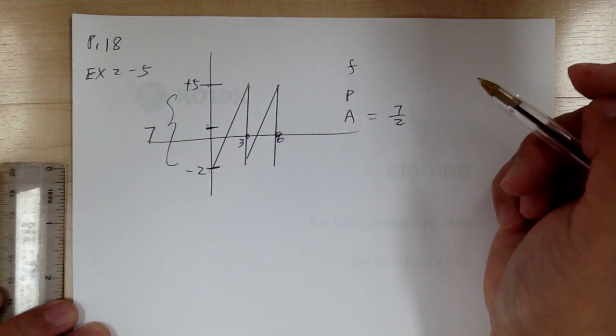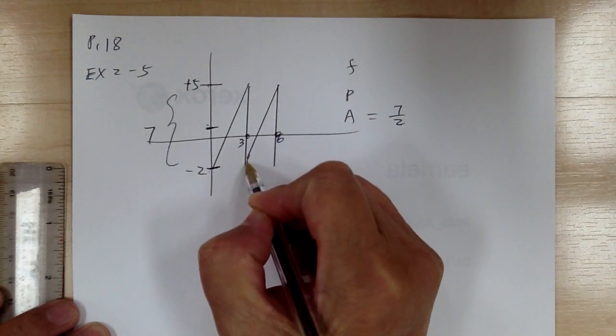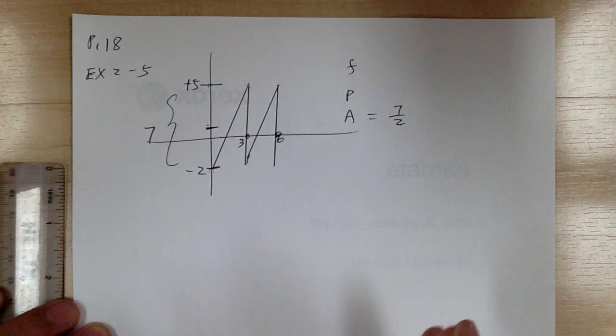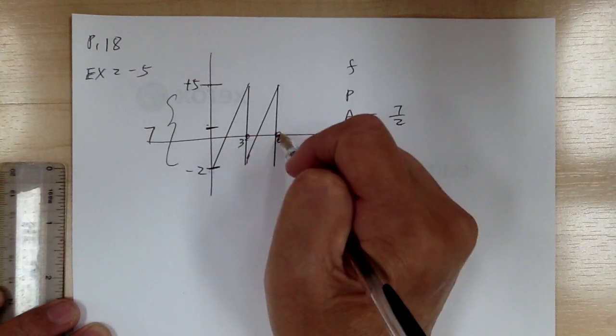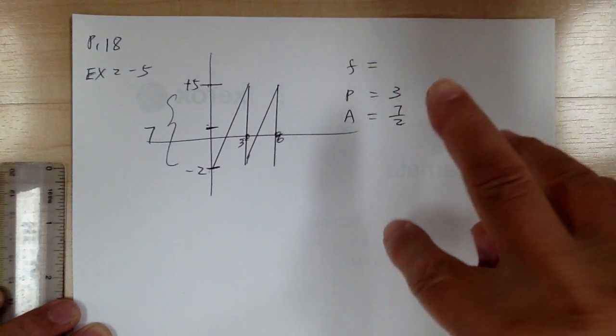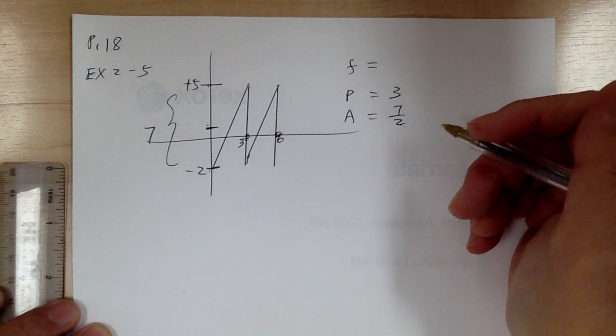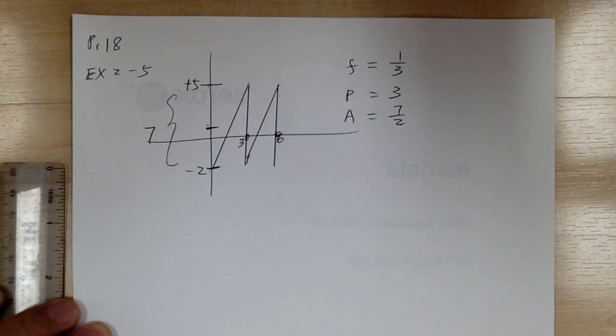Next one, let's find the period. Period is how often it repeats itself. Notice it's 3, 6, right? So it takes 3 to repeat itself. So period equals 3, and the frequency will be just the reciprocal of that. So frequency will be 1 over 3. And that's it.